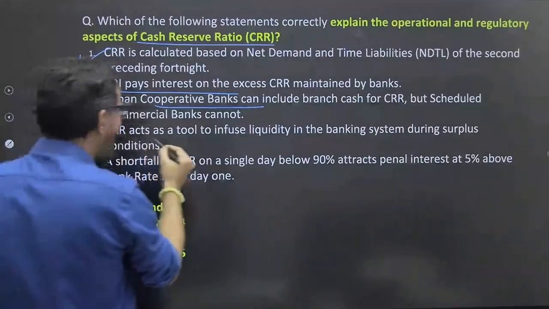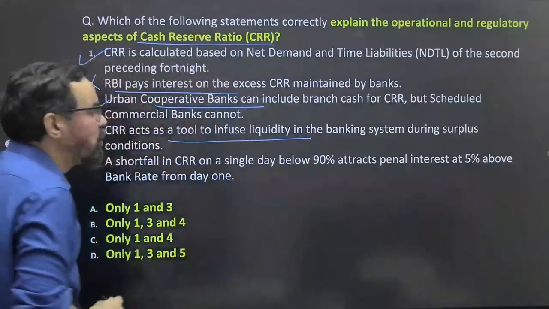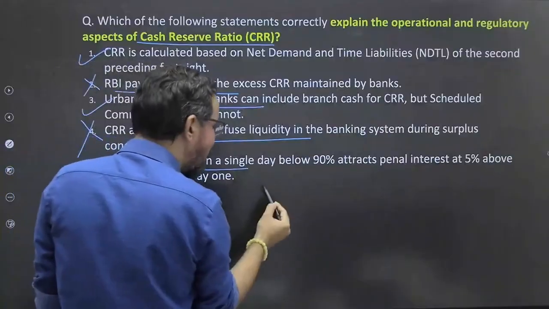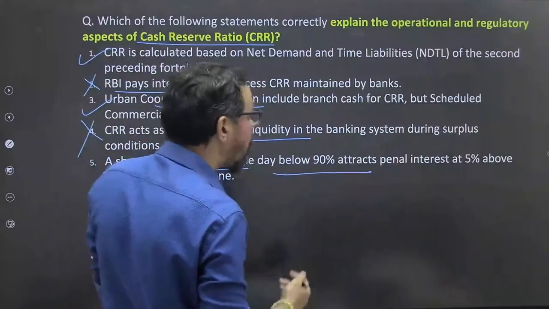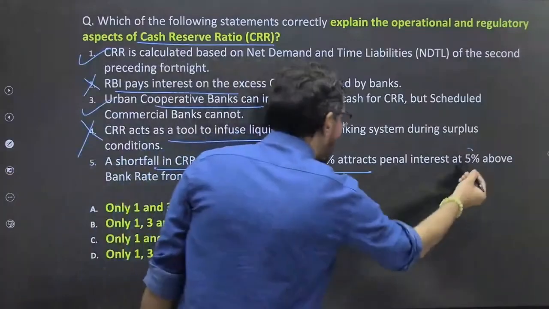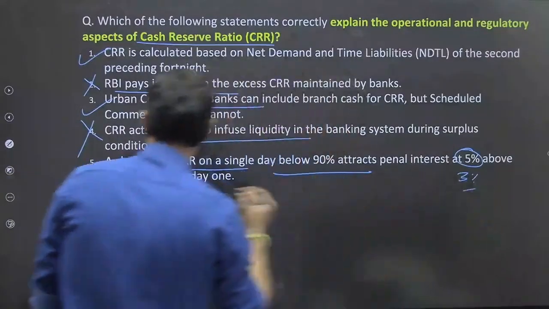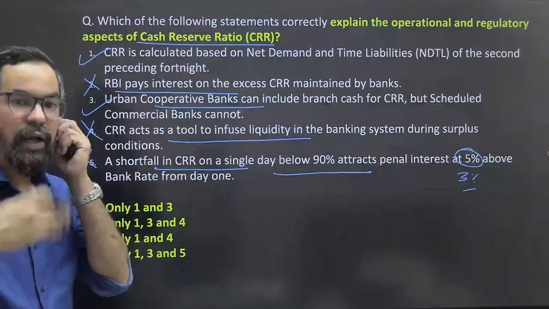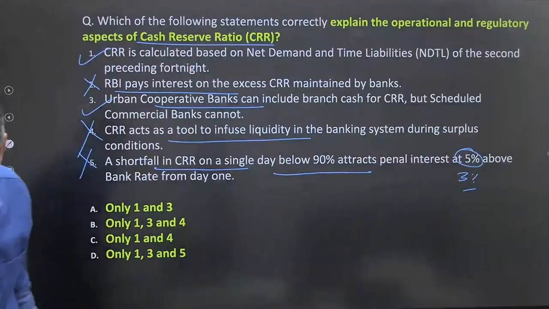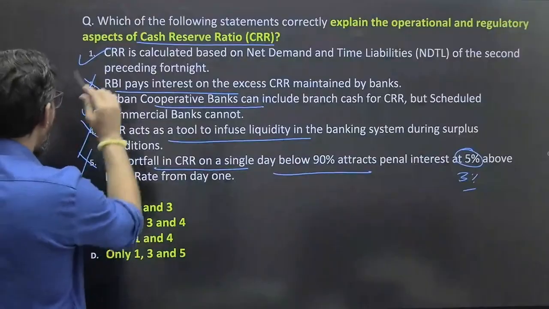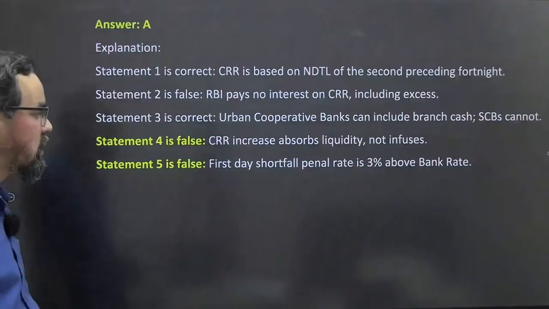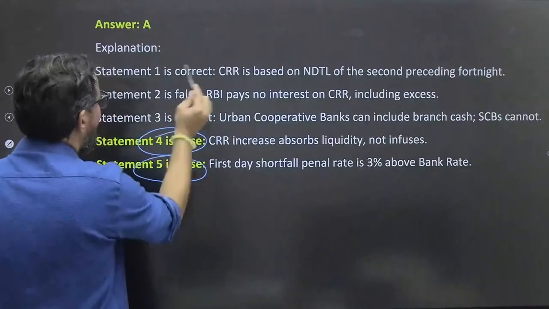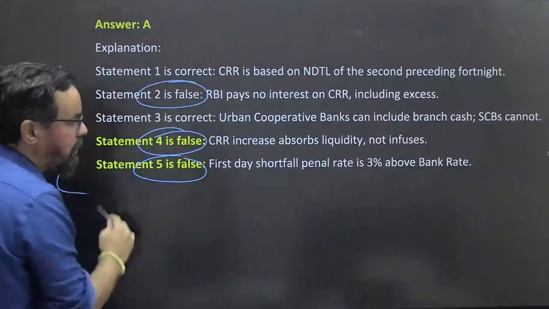ठीक है, CRR acts as a tool to infuse liquidity in the banking system, that is repo rate. A shortfall in CRR on a single day below 90% attracts penal interest at 3% initially. ठीक है, so this is also correct. 3% plus bank rate, then day 2 onwards it is 5% on bank rate. So 1 in 3 means A will be the right answer for this particular one. Correct? हाँ, very good Santosh sir. So this is wrong, and this is wrong. These are the 3 statements, rest all are correct.